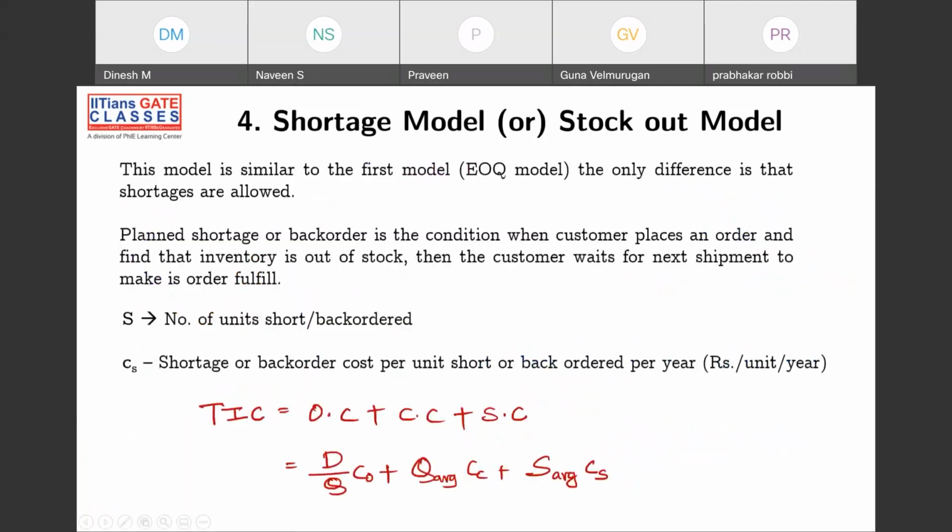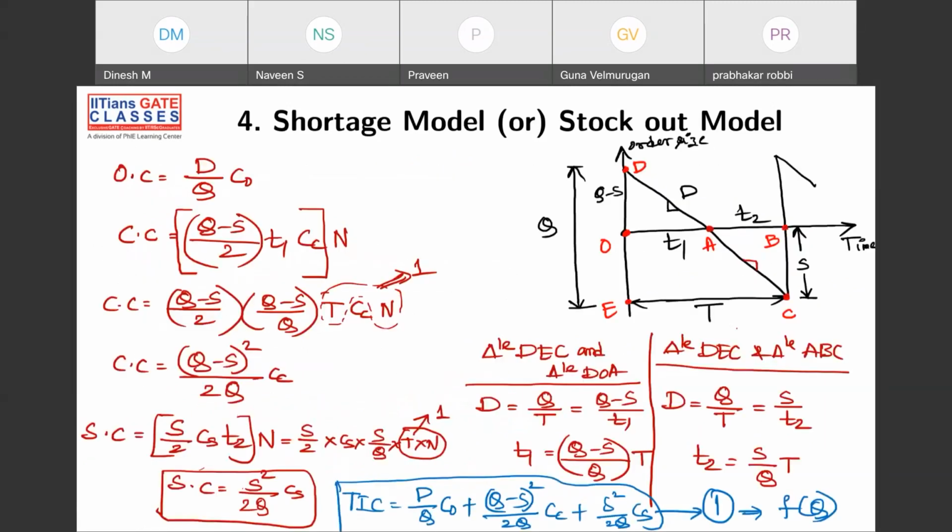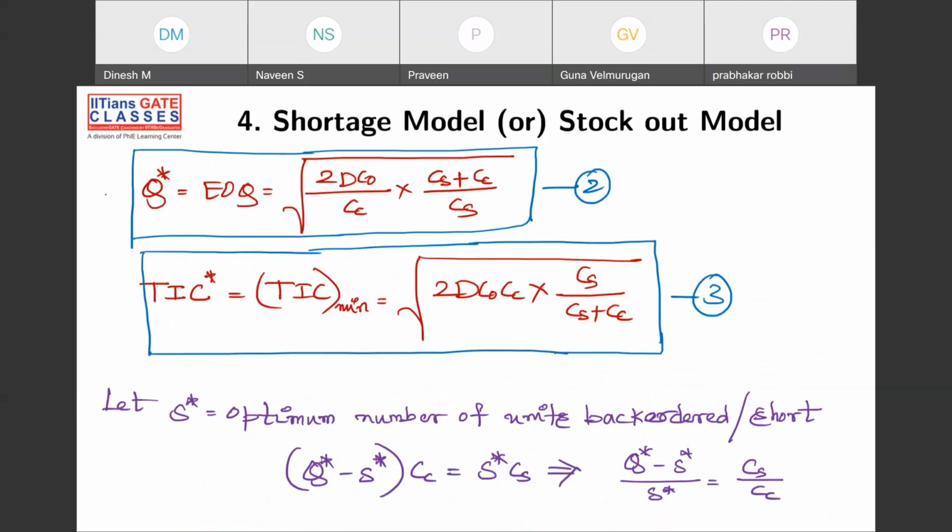Here the total inventory cost, initially we wrote as ordering cost plus carrying cost, but here we are adding an extra term, that is the shortage cost. So we already know D by Q into C naught, plus average inventory into CC, plus average shortage into CS, right? We have done some formulation and found that Q star and TIC are important.